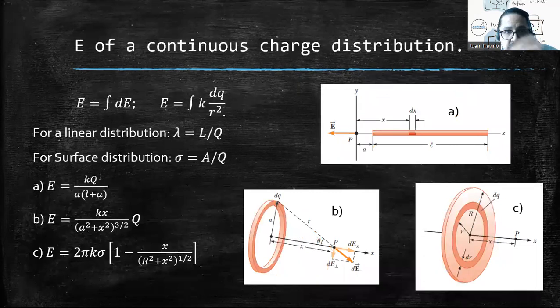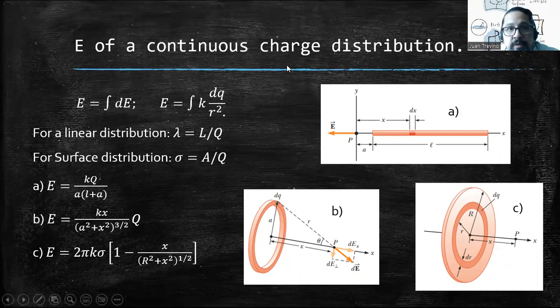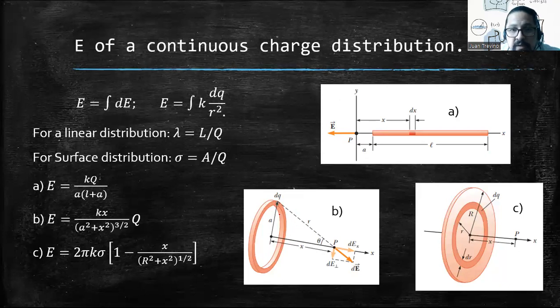Now, in the case that I just discussed, we have point charges, individual charges isolated at a certain position. However, electric charge could be distributed over a rod or a surface. In this case, if I distribute the charge over a linear domain like this rod, then I will have a linear distribution. And if the charge is distributed over a surface, then I will have a surface distribution.